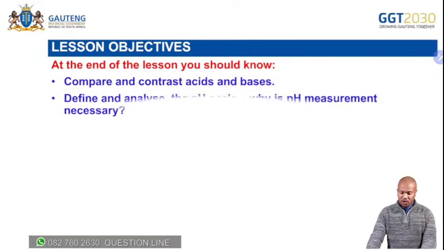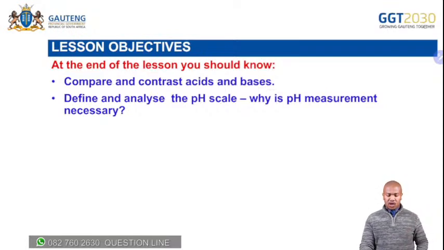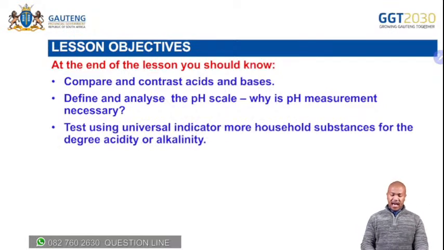We are also going to define and analyze the pH scale, and we need to be able to tell why pH measurement is necessary. We also need to be able to test, using universal indicator, more household substances for the degree of acidity or alkalinity.